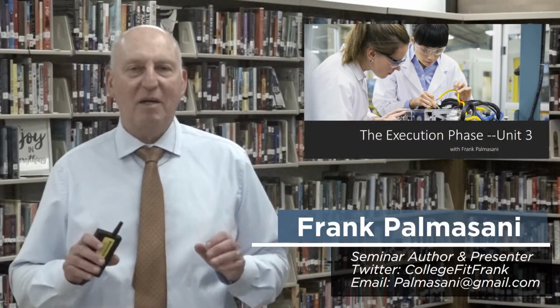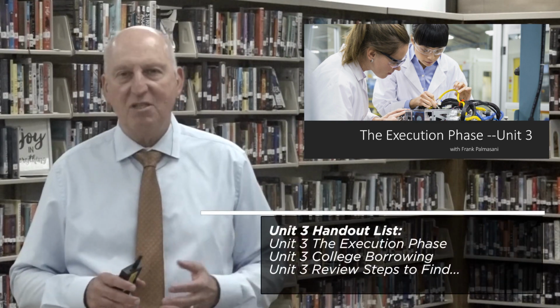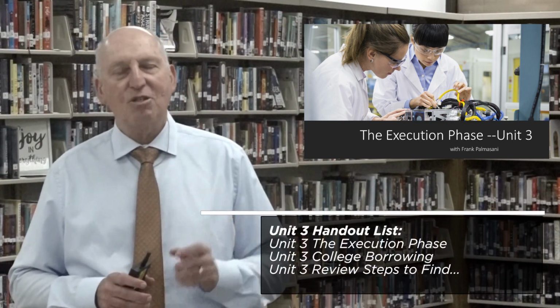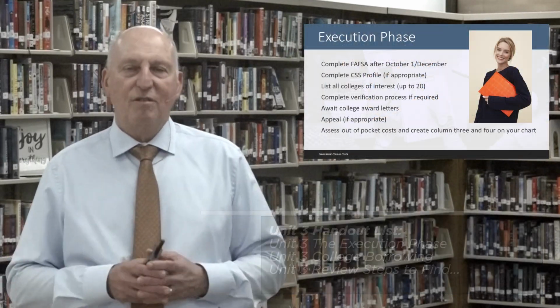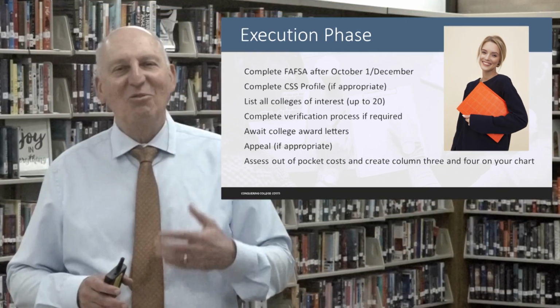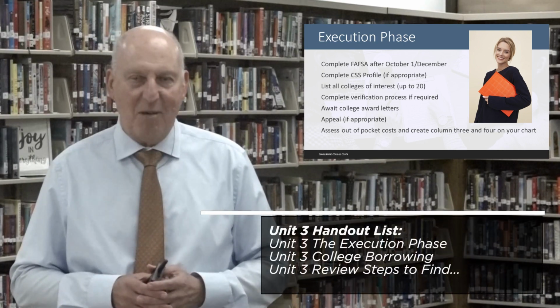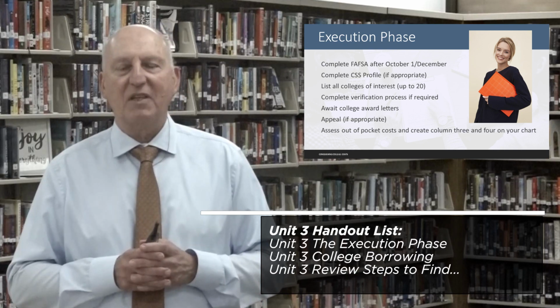We're going to talk about the execution phase, and I'm going to use the terminology that is very recent. That terminology is called FAFSA simplification. You're going to notice in the first bullet on this slide, it says complete the FAFSA after October 1, and then I have /December. The reason why we indicate /December is this is the first year of FAFSA simplification.